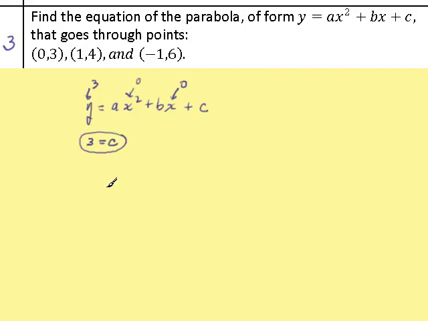All right, let's go on and substitute in the point 1, 4. So now we have y is equal to ax squared plus bx plus 3. We just found that c is equal to 3. All right, we're substituting in 1 for x, so we're going to put a 1 here and a 1 here, and 4 for y. So we have 4 is equal to a plus b plus 3, or 1 is equal to a plus b.